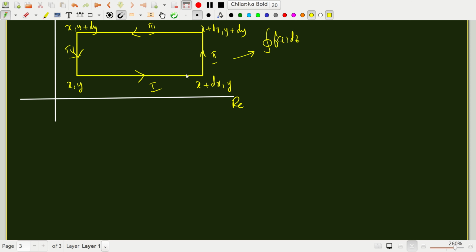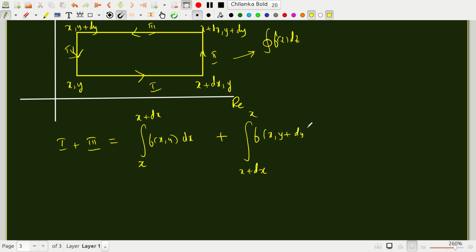Now I can first calculate the 1 and 3 parts and 2 and 4 parts. So let me first do 1 and 3. What is 1 and 3? Here you are varying only x, y is kept constant along 1. So along 1, x goes from x to x plus dx, f of x y dx, plus here along 3, x goes from x plus dx to x, f of x, y plus dy dx. Okay, sorry about this.